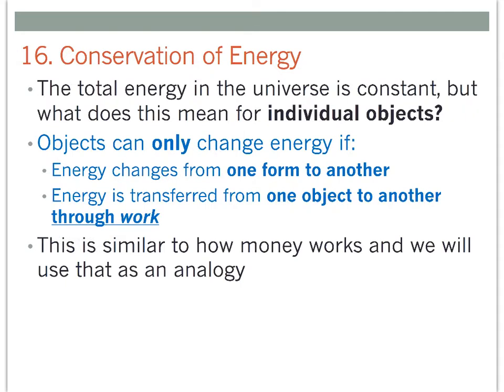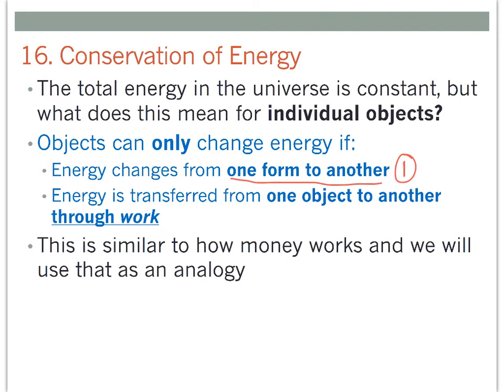So for an individual object, at least for what we're talking about now, there's only two ways that an object can change energy. The total amount of energy in the universe has to stay constant. There's only two ways for an object to change energy. The first is changing from one form to another. So within the object, we go from gravitational potential energy to kinetic, something like that. The second is if energy is transferred from one object to another through work.